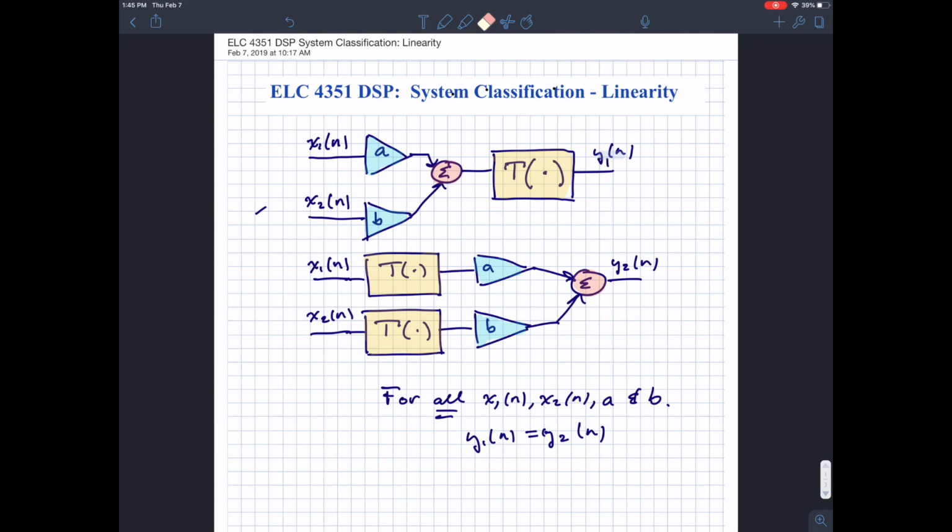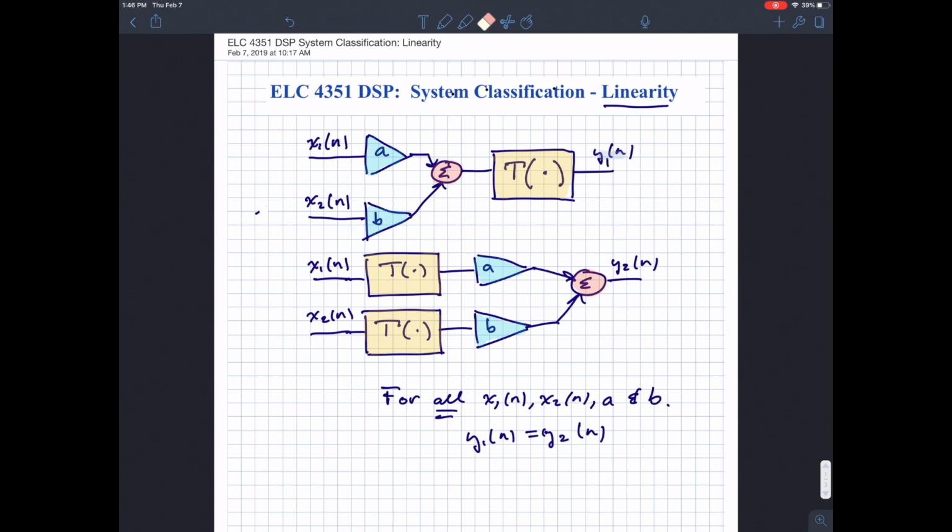Okay, here's a DSP video on system classification. Specifically, we're going to look at linearity. Okay, so in class last week we talked about this a little bit, but I wanted to clarify this and sort of start from the beginning and do a few examples to help you understand this concept.